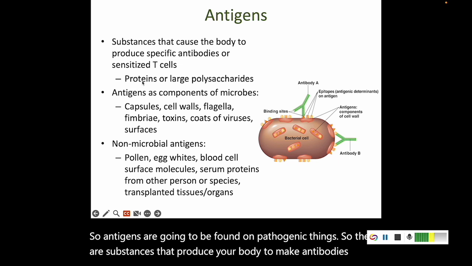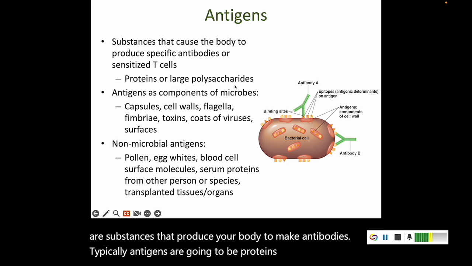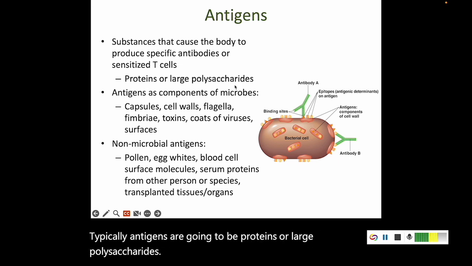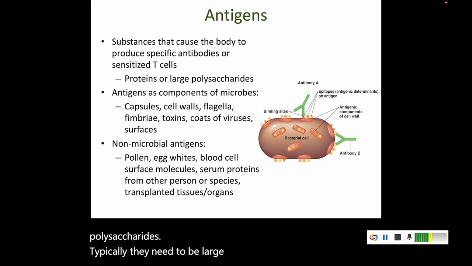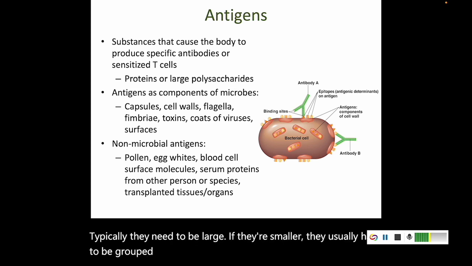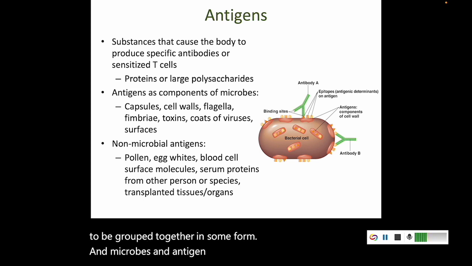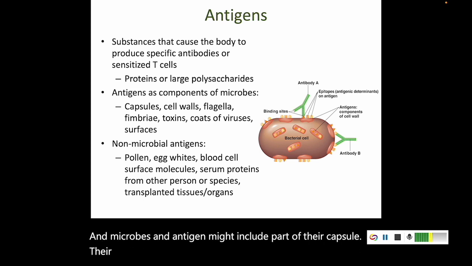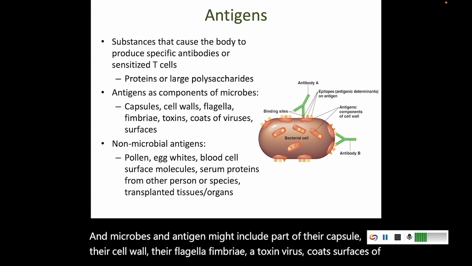Typically, antigens are going to be proteins or large polysaccharides. Typically, they need to be large. If they're smaller, they usually have to be grouped together in some form. And in microbes, an antigen might include part of their capsule, their cell wall, their flagella, fimbriae, a toxin, virus coats, surfaces of any sort of pathogen.